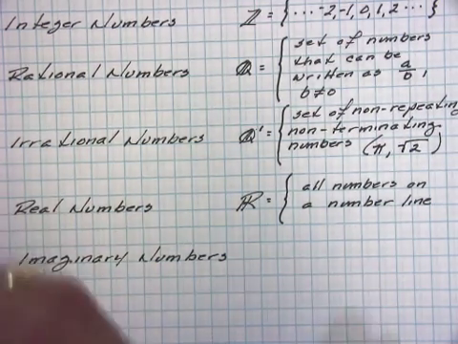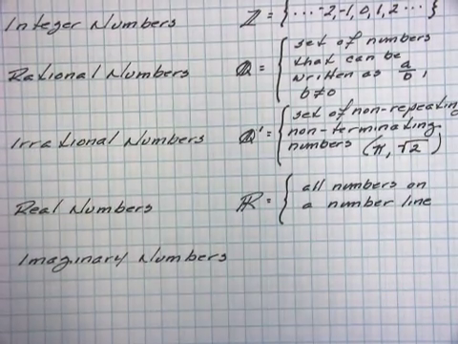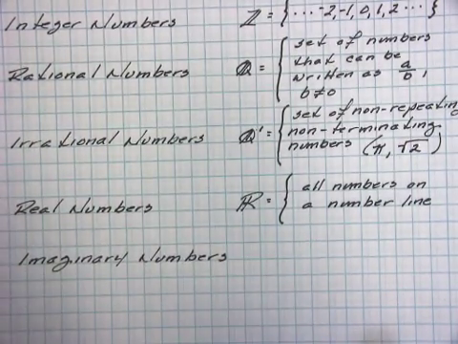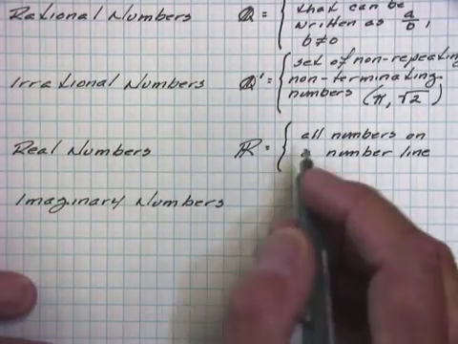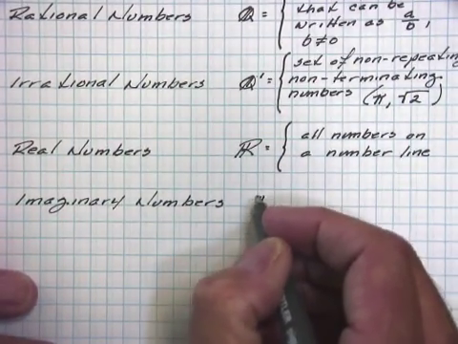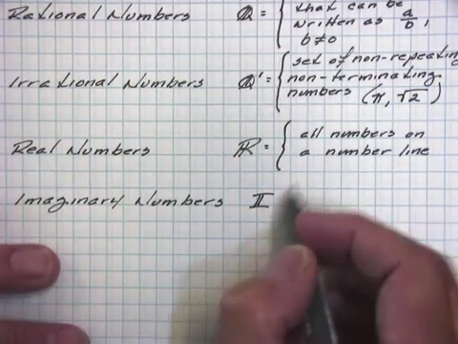Now, that brings up an interesting question. If real numbers are all the numbers on a number line, are there numbers that aren't on a number line? Yes, there are. We have numbers that don't exist on a number line, and we call those imaginary numbers, okay?